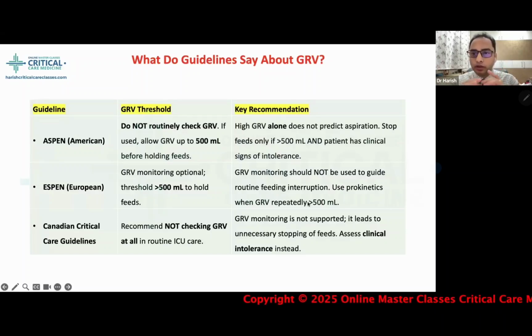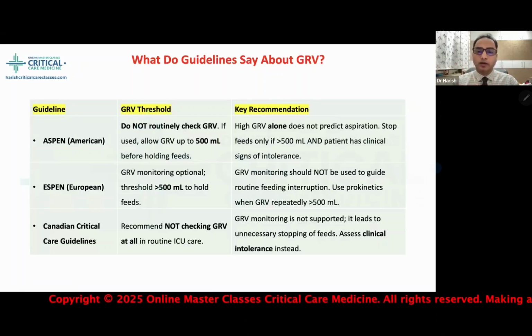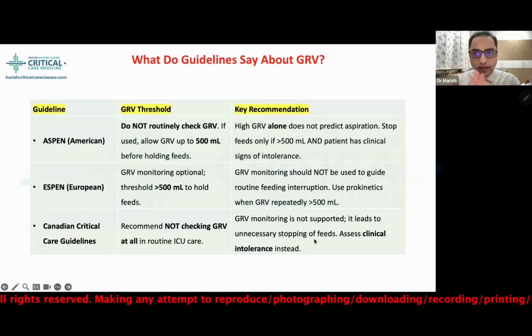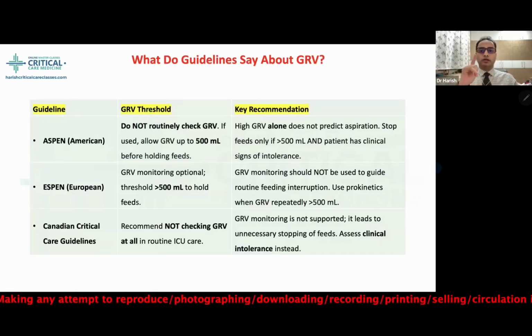Use prokinetics when GRV is repeatedly more than 500 ml, like erythromycin or metoclopramide. Again, per the Canadian critical care guidelines, GRV is not recommended on a routine basis. So basically, there is no consensus on checking the GRV routinely in your ICU patients.